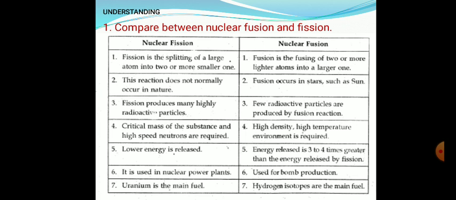In nuclear fission, lower energy is released, and in nuclear fusion, the energy released is 3 to 4 times greater than the energy released by fission.